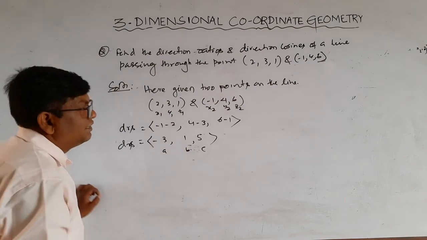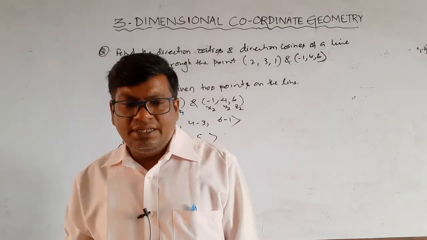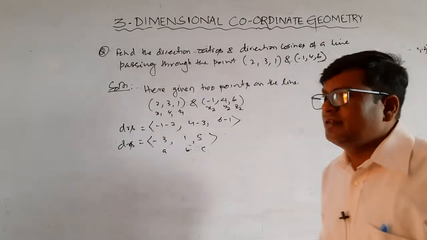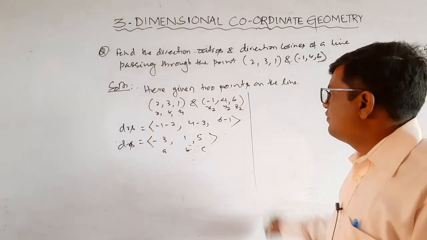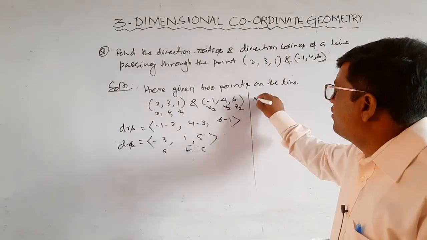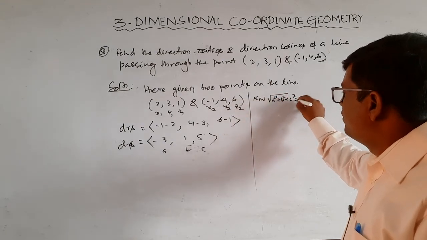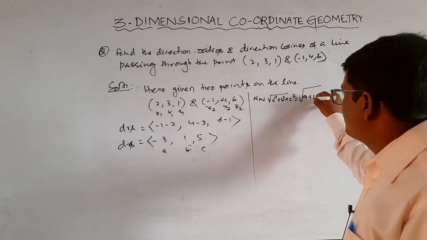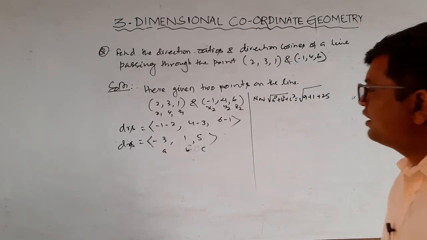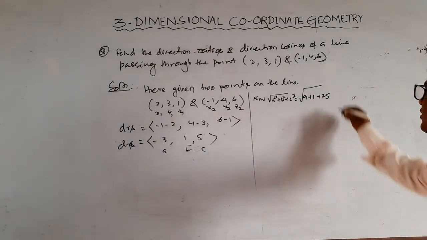Now to find the DCs, if the DRs are given, first we have to find root over A square plus B square plus C square. That is 9 plus 1 plus 25, so this is equal to root over 35.